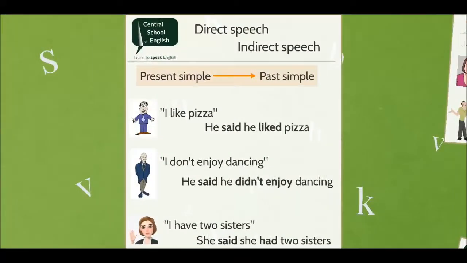When we change a statement in the present simple from direct speech to indirect speech, we must use the verb said and change the verb in the present simple tense to the past simple tense. For example, "I like pizza" changes to "he said he liked pizza" in indirect speech. "I don't enjoy dancing" changes to "he said he didn't enjoy dancing" in indirect speech. "I have two sisters" changes to "she said she had two sisters."